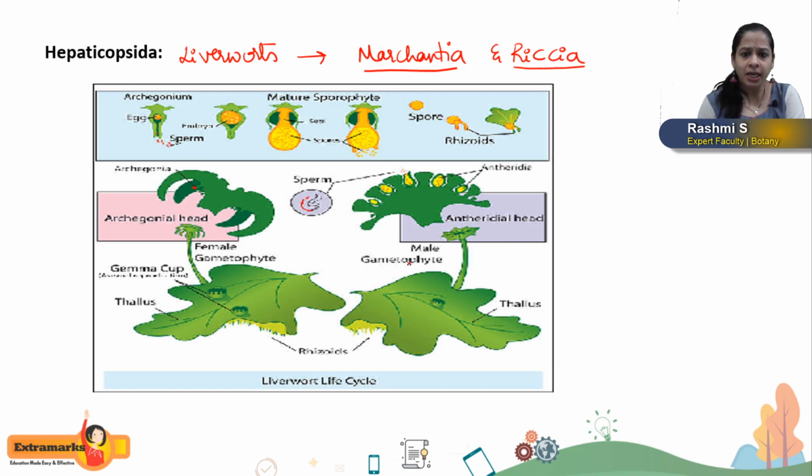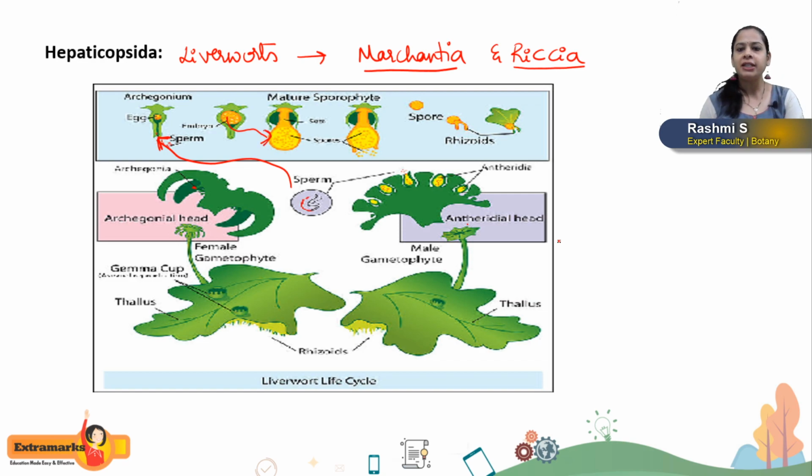And the male plant, which has the antheridial head, bears a number of antheridia. Antheridia is plural. In the antheridium, there is formation of motile antherozoids. You can see these antherozoids swim towards the archegonium, and fertilization occurs in the venter. The egg fertilizes to develop into a zygote. The zygote gives rise to an embryo, and the embryo develops into a sporophyte.